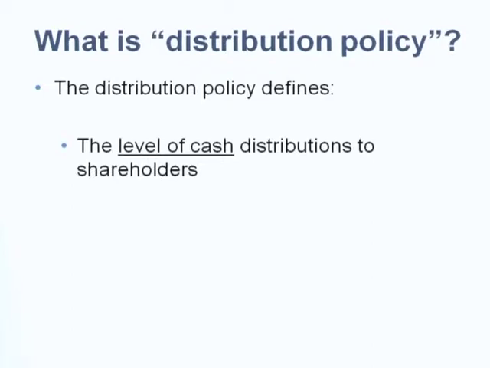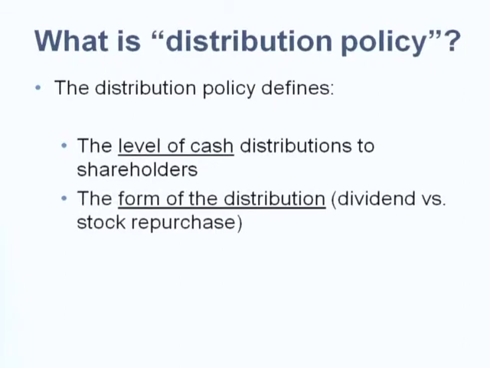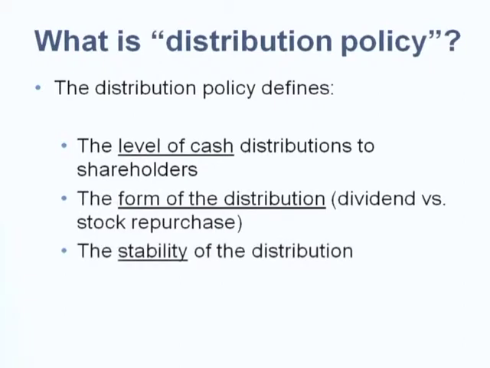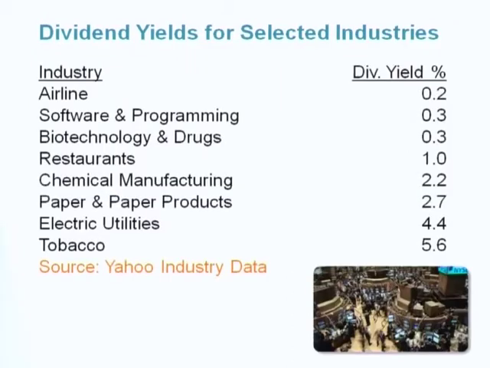So you need to set up the dividend policy, or distribution policy. The distribution policy defines, number one, the level of cash distribution to shareholders, the form of distribution, dividend or buyback, and the stability of that distribution. So here is the dividend yield. What is dividend yield? It's the dividend payment divided by market price. Dividend yield by selected industry. As you can see, tobacco and electric utility dividend yield is very high compared to software and programming, where dividend yield is very low.